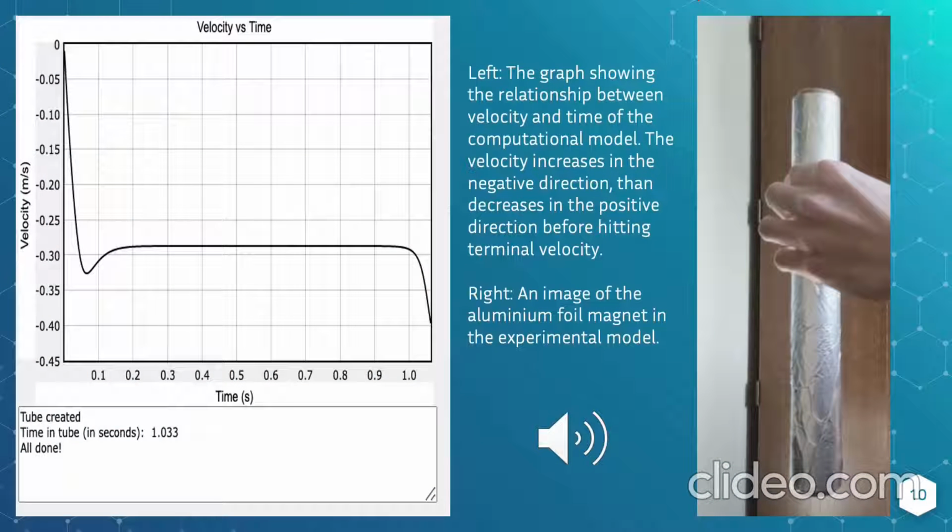Regarding the actual experiment, we have two images right here. The left is the graph showing the relationship between the velocity and time of the computational model. The velocity increases in the negative direction, then decreases in the positive direction before hitting terminal velocity. And pictured to the right is an image of the aluminum foil and magnet used in the experimental model.